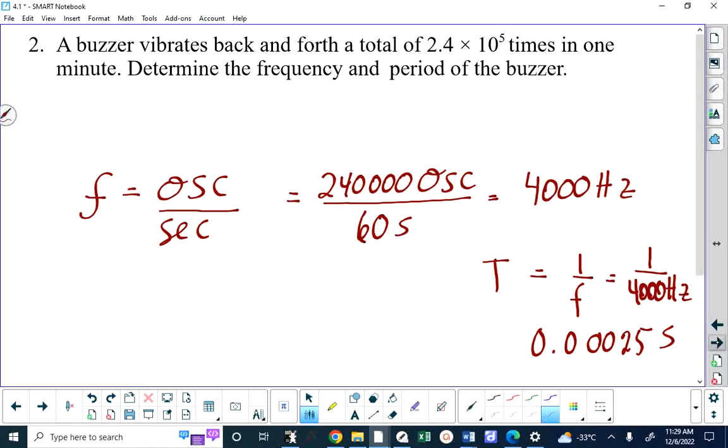And that's it. I hope that this little mini lesson gave you some background in terms of some of the things we're going to be doing in the unit, in terms of period and frequency. Not just the formulas, but in terms of what we're actually talking about. We're talking about these things hanging from the ceiling.